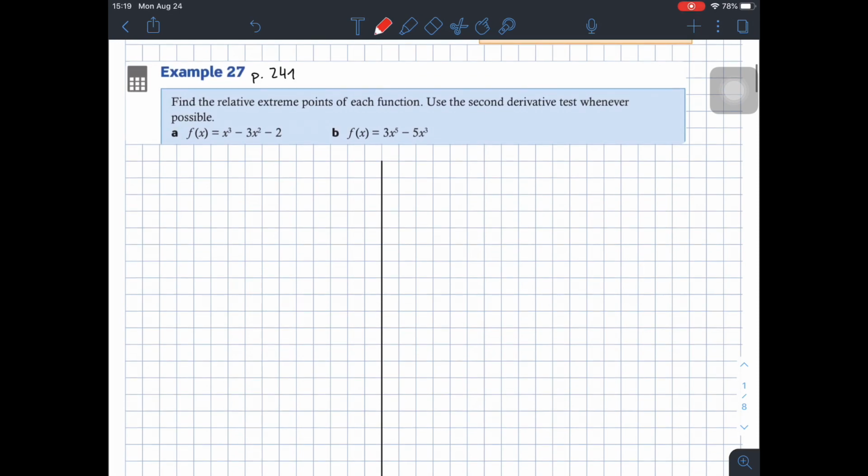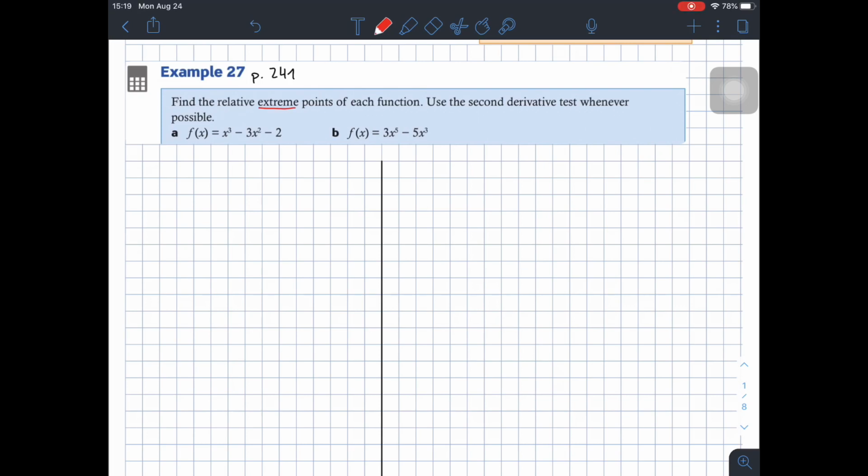So it says, example 27, find the possible extreme points of each function. Use the second derivative test whenever possible. So you see that we're asked to do the same thing we already did during the last classes, right? But now we're using a new method, which may sometimes be shorter than the previous methods we have learned, okay? So I want to find relative extreme points. Those extremes, remember, are maximum or minimum points, right?